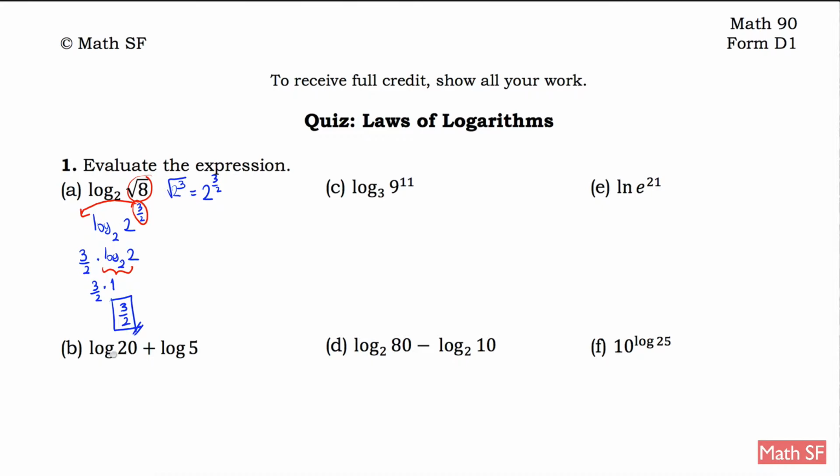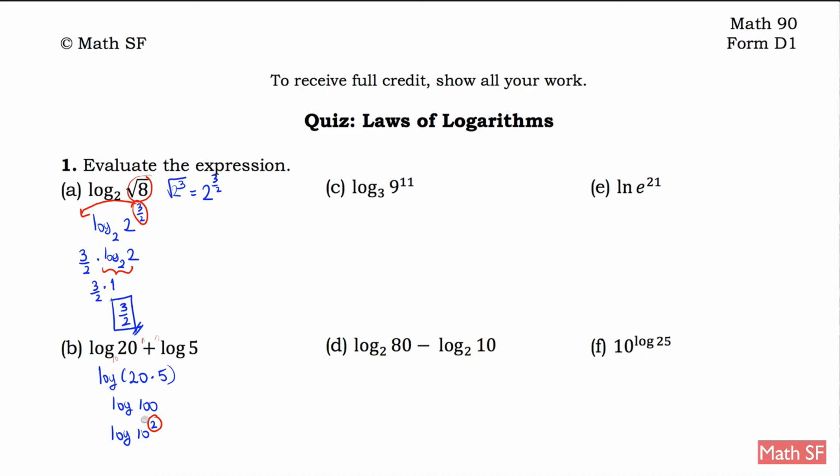In part B, we have log of 20 plus log of 5. How am I going to evaluate this? Remember that when there's nothing written as the base, there's a 10 there. Also remember the rule that whenever you're adding logarithms, you multiply the insides. So this will be log of 20 times 5, then we get log of 100. And 100 is a power of 10, so it should be log of 10 squared.